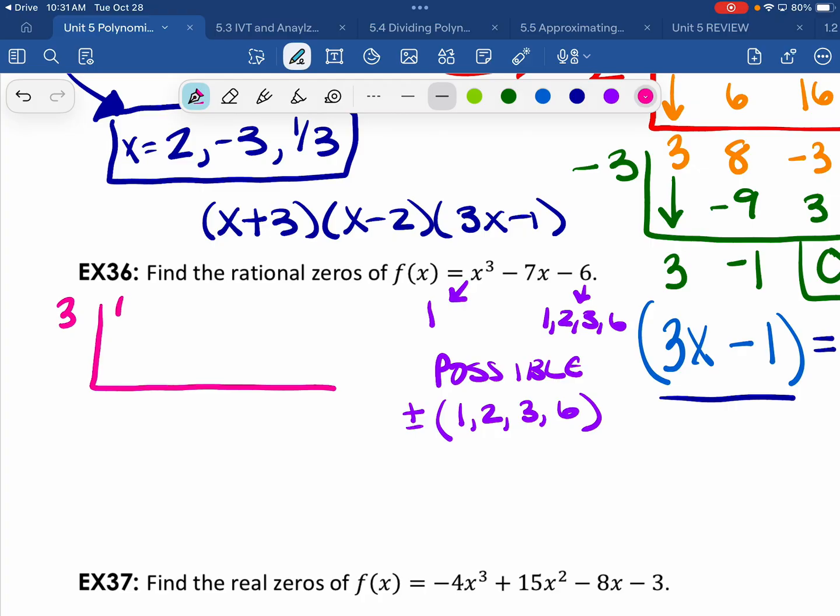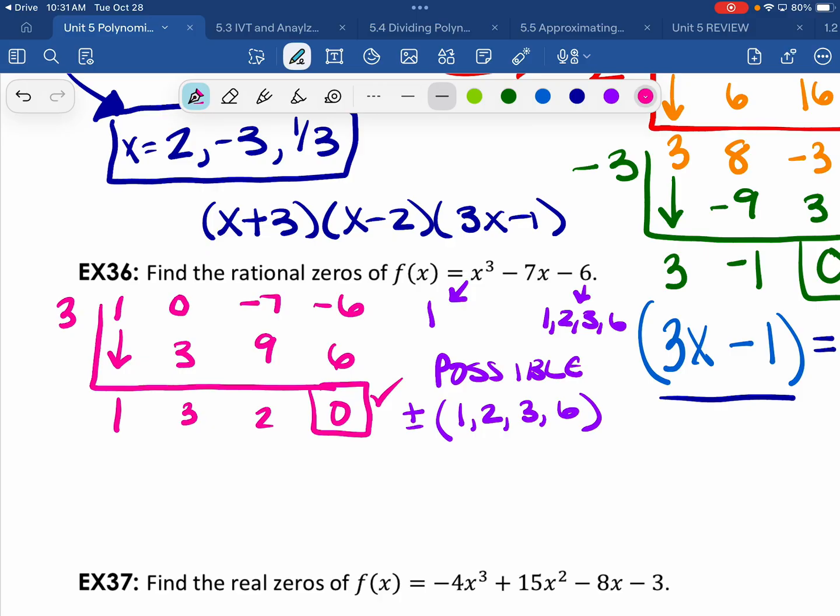All right, so I'm going to put my coefficients in here. 1, the x squared term is missing, so I'm going to put a 0, negative 7, negative 6. Drop the 1 down. 3 times 1 is 3. 0 plus 3 is 3. 3 times 3 is 9. Negative 7 plus 9 is 2. 6 and 0, so yay, that factor works.